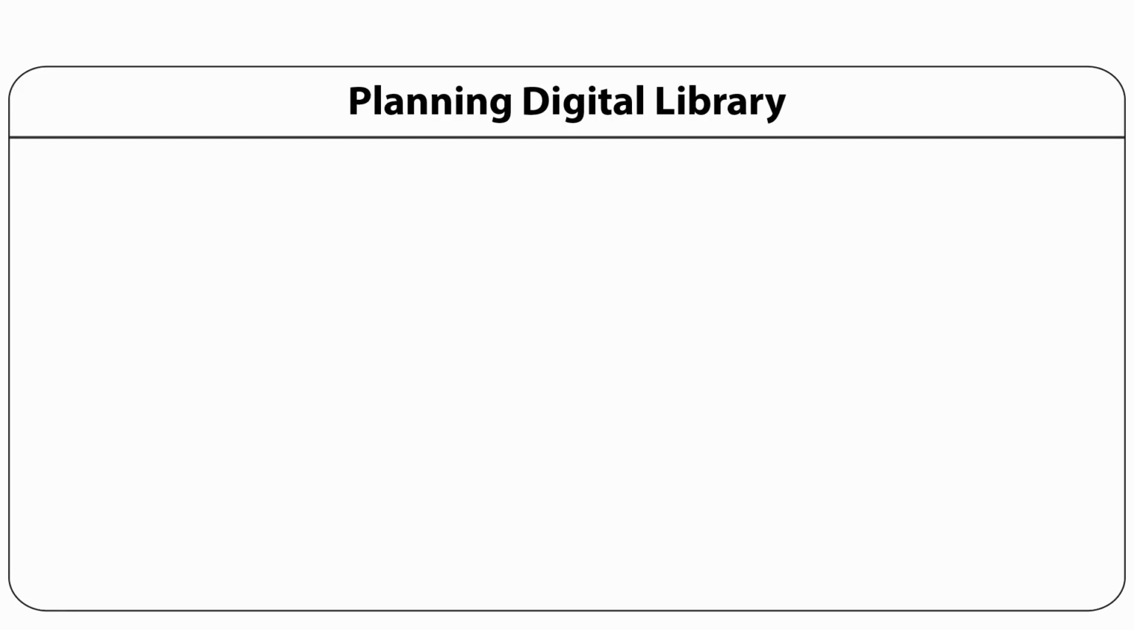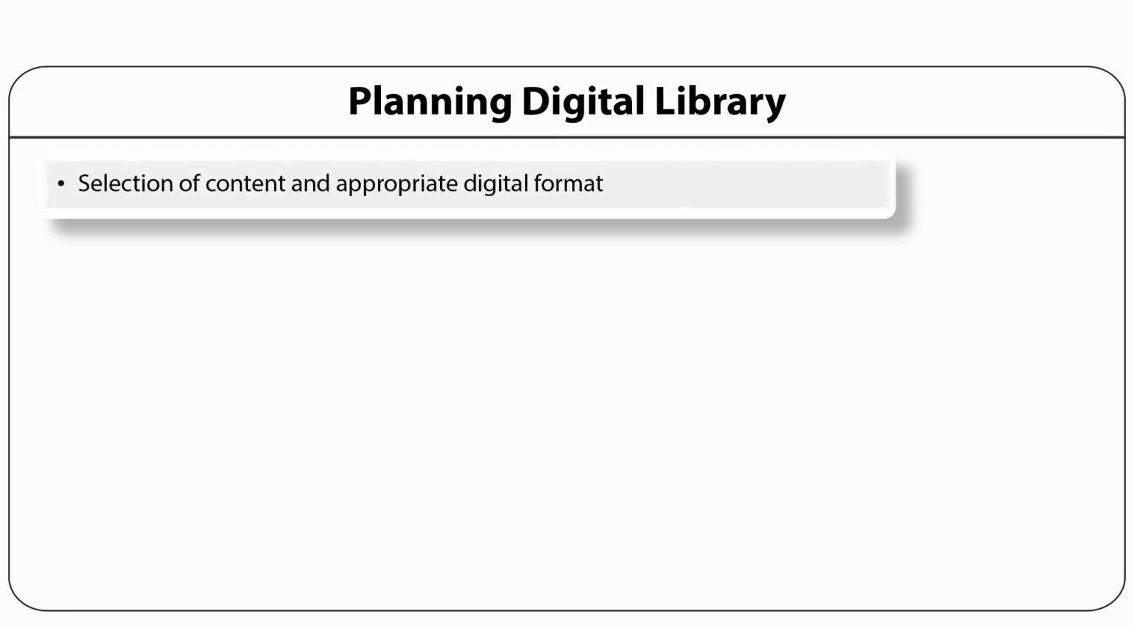Objectives of digital libraries in the context of planning and implementation can be summarized as follows. First one is the selection of content and appropriate digital format. It means the selection of content, which may be text, images, audio and video, to be added to the digital library collection and digitizing them in appropriate digital formats, such as PDF, HTML and JPEG, JPG, etc.